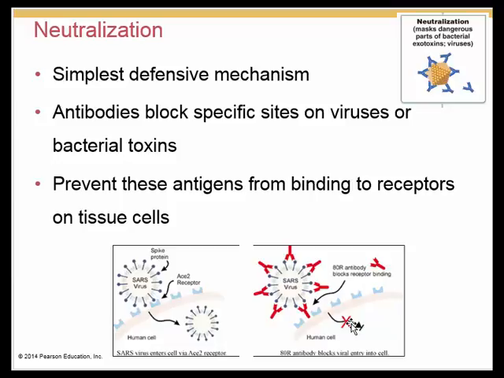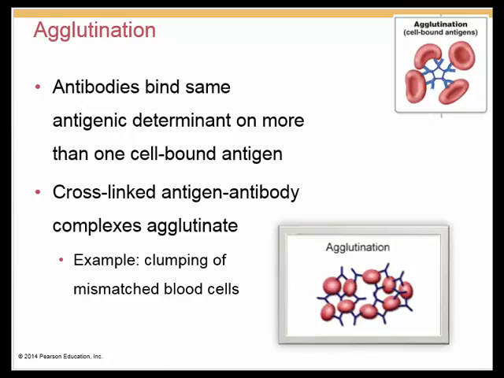That's neutralization. Agglutination. Agglutination you saw when you did the mismatched red blood cells. Okay, the antibodies bind to the same antigenic determinants on more than one cell. Because remember, we have that Y, so we can bind to 2 cells, hold them together. Another antibody can bind to another cell and hold it together, and it's going to create this clumping. Okay, that's agglutination.